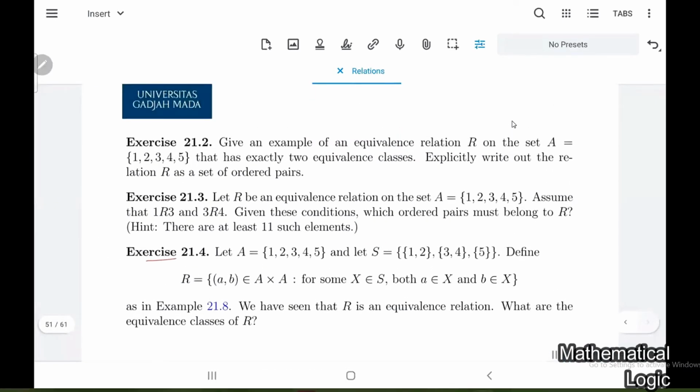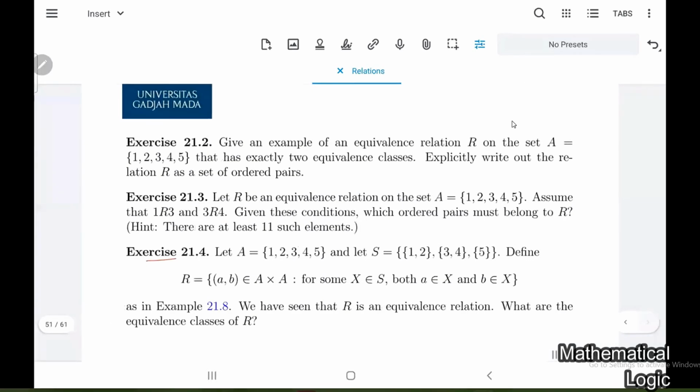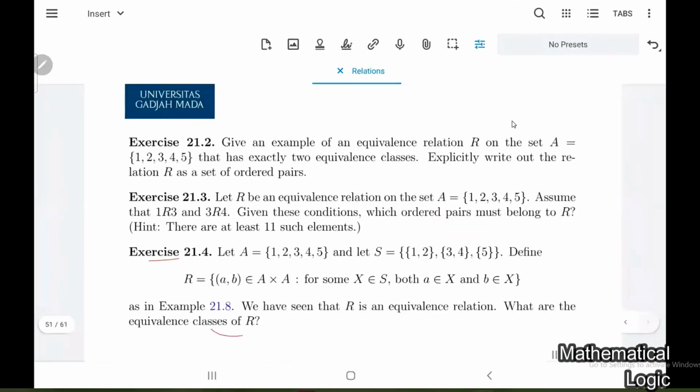I think 21.4 first, because that will give you an example for the equivalence classes. This one is almost the same, right, compared to the previous one?